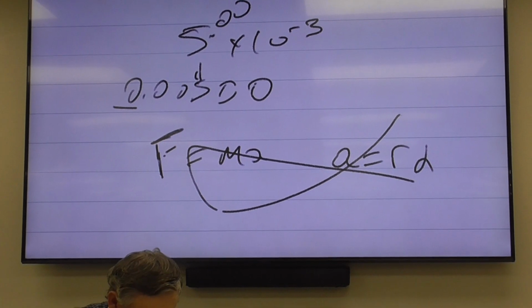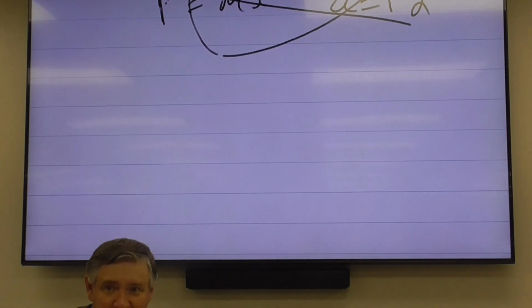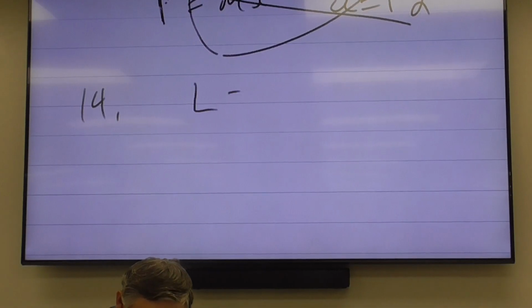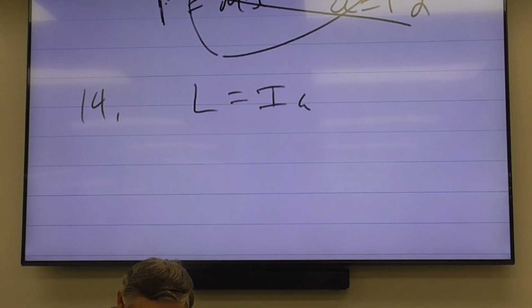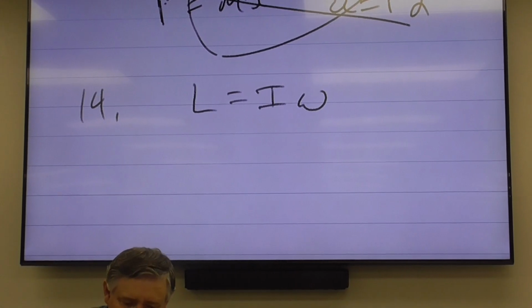Now let's talk about 14 and 15, because I promise you, you're going to have a question like 14 and 15 on the test on Tuesday. Okay? Promise you, you're going to have a question like this. So here's the idea on number 14. You want to find the angular momentum. So to find the angular momentum, you need 2 things. You need I and omega. Okay? 2 things that you need.